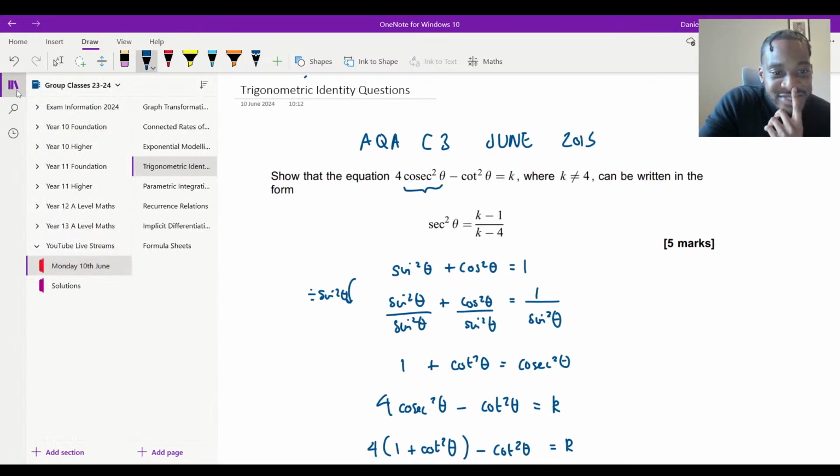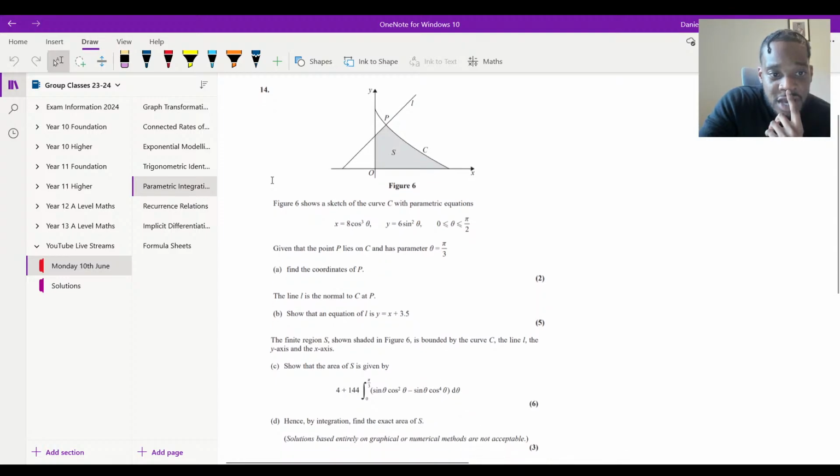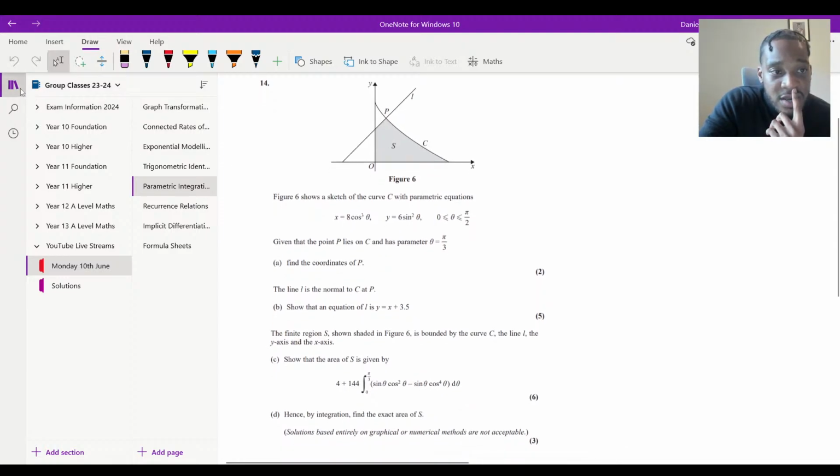And then now, let's go to... Do I want to do this next? How much time do I have? I've got a lot of time. Shall I do parametric integration next? This is a hard one, to be fair. Yeah, I'll probably do this next.